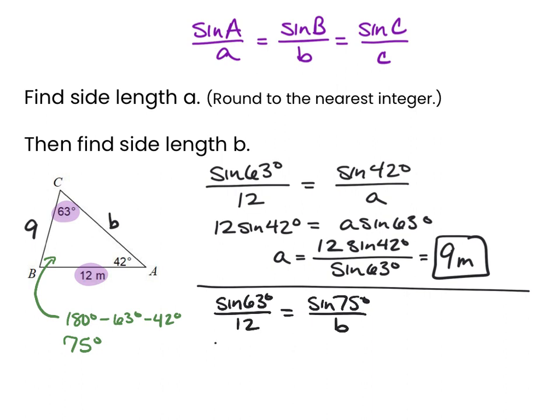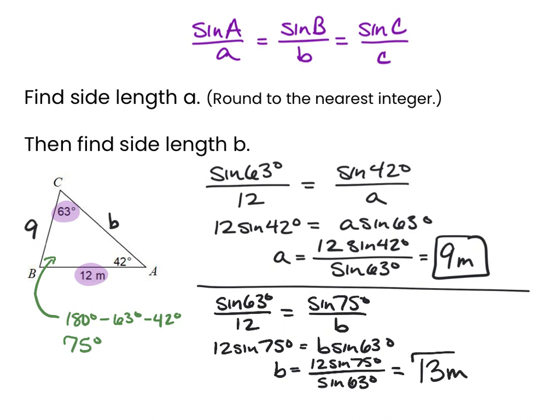And if we solve for B, we would cross multiply and then divide. So we'd have B is equal to 12 times the sine of 75 degrees, all divided by the sine of 63 degrees. And if you type that into a calculator and round to the nearest integer, you get 13 meters. And so voila, we have all of our side lengths, and technically we solved the entire triangle. I'll go ahead and write that in because it looks nice whenever the whole thing is labeled.